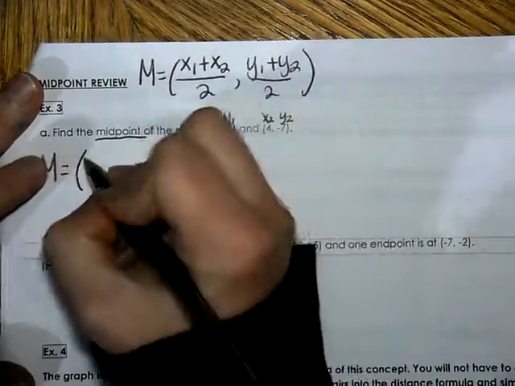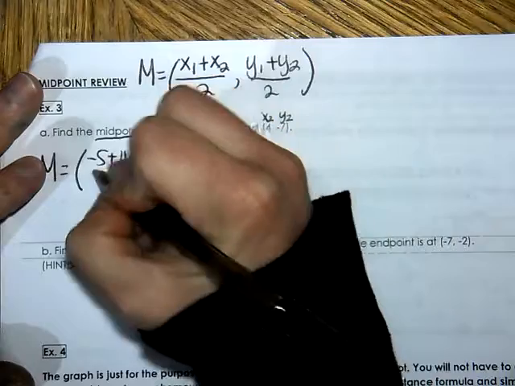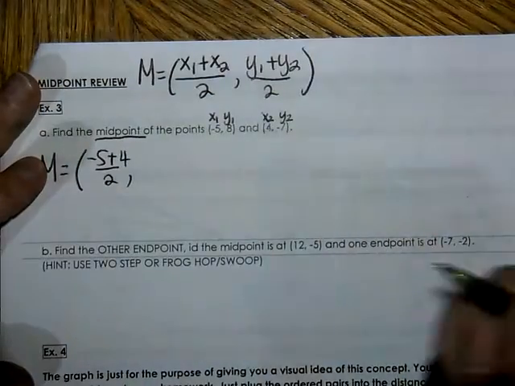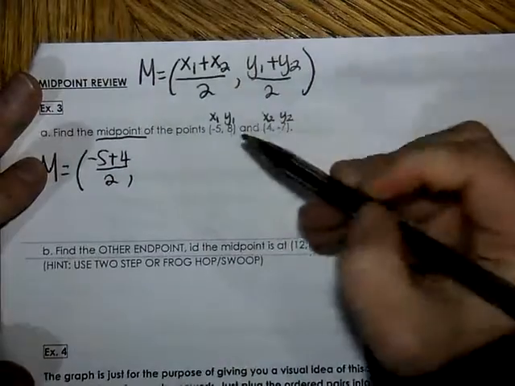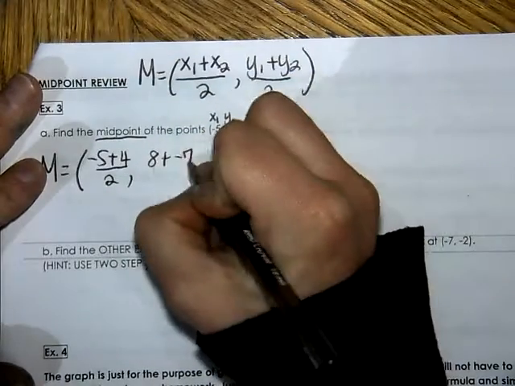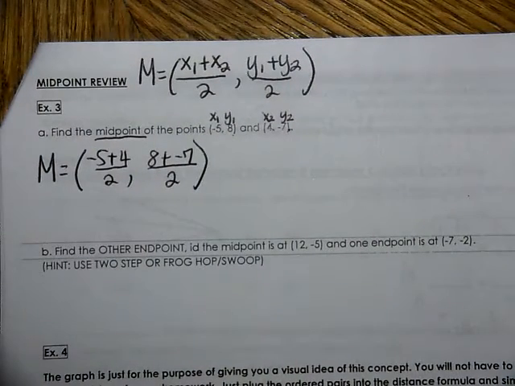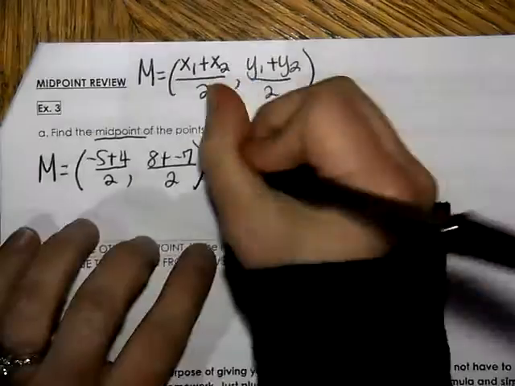So x1 is -5, plus x2 is 4, and we're going to divide that number by 2. Then y1 is 8, plus y2 is -7. Always be careful with your signs. Put those plus signs in there. Put those minus signs in there. We want to make sure that we're consistent.